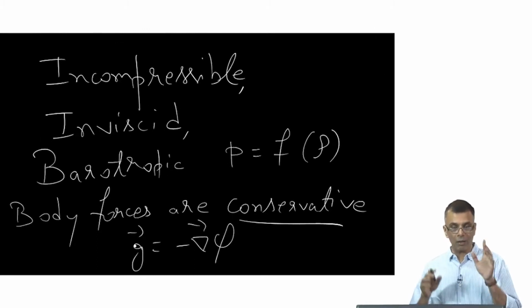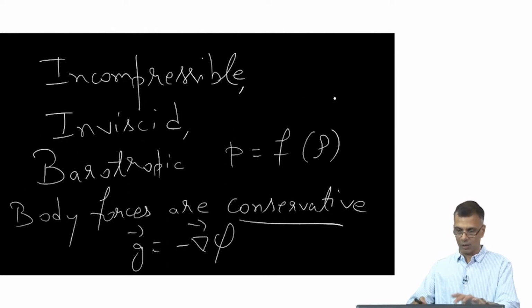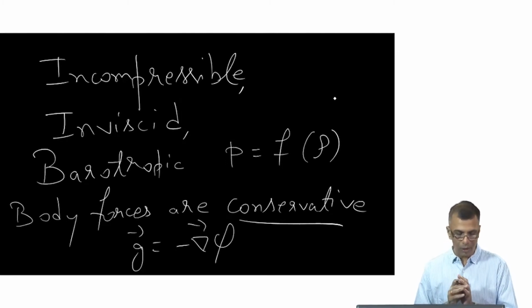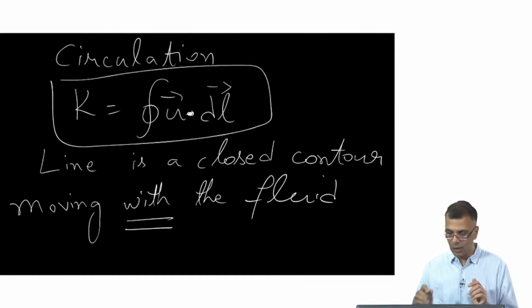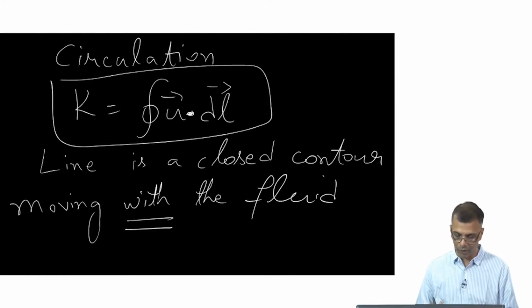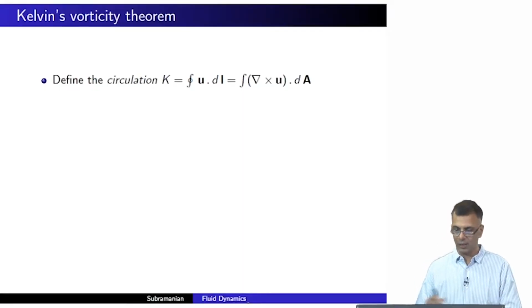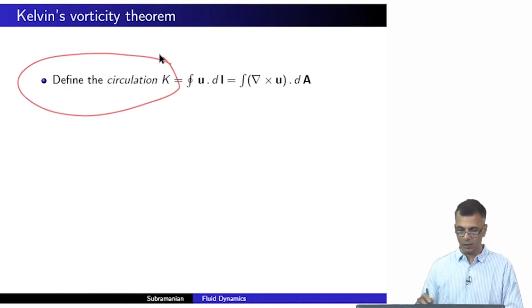So at any rate, all of our discussion right now takes all these restrictions into account, and the definition of circulation that we'll be talking about is this, where this dl is a closed contour that's moving with the fluid, in some sense frozen into the fluid, right? So with those caveats, let's move ahead. This is the definition of the circulation that we just said. The circulation K is this.